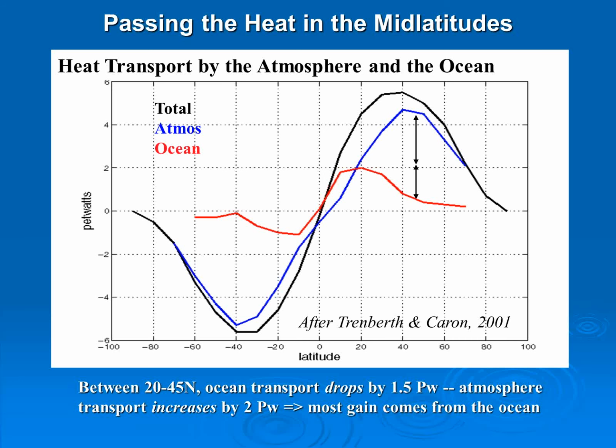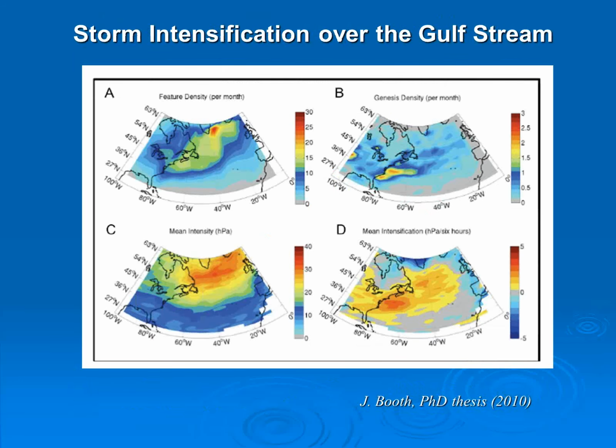Let me use the example of storms to indicate the importance of the ocean's interaction with the atmosphere. You see that near the Gulf Stream, where you have the large heat loss, is the location where you have more storms generated. Although the storms are stronger in the subpolar gyre region, the storm intensification actually happens in the Gulf Stream region. So this indicates the importance of the heat release from the Gulf Stream.